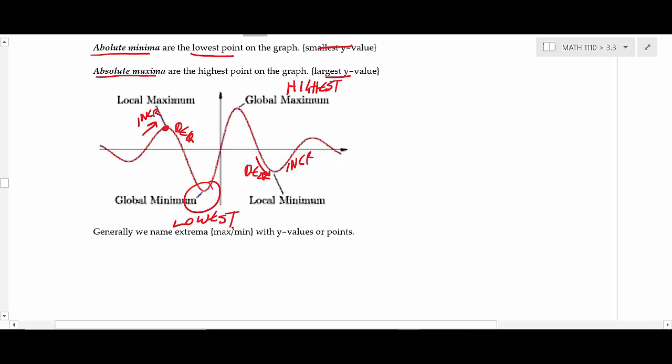Now see, these two things are local minimums. They're both local minimums because the graph increases, decreases, increases. But that one is the global or the absolute minimum just because it's lower than that one is. Does that make sense?